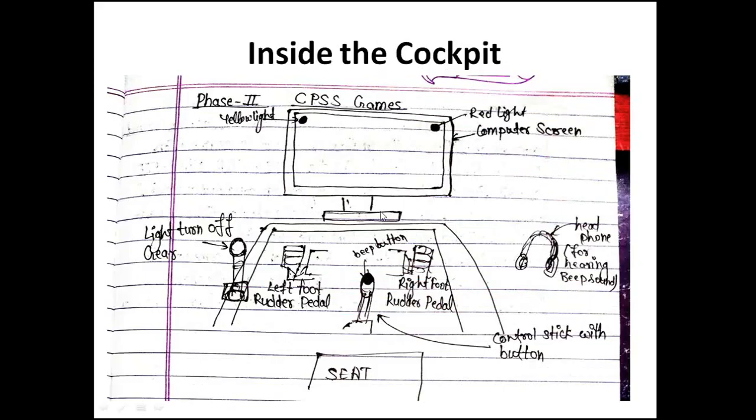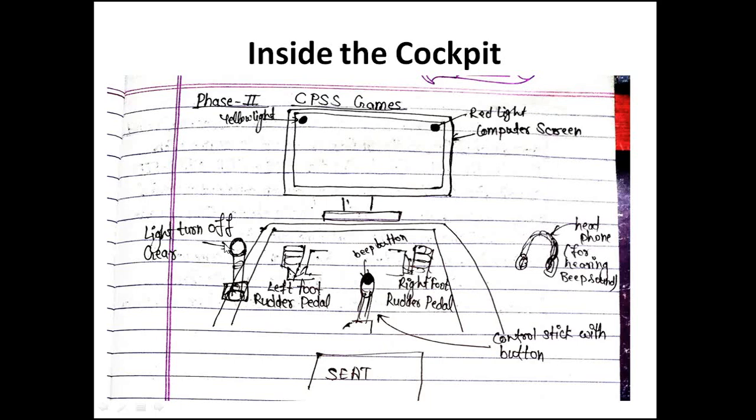This is the structure inside the cockpit. This is the computer screen, left foot rudder pedal, right foot rudder pedal and seat, and in between you will see the control stick with button. Here the beep button will be given. On the computer screen you will observe one yellow light on the left hand side and a red light on the right hand side. This is the left side. You will also get the light turn off gear.